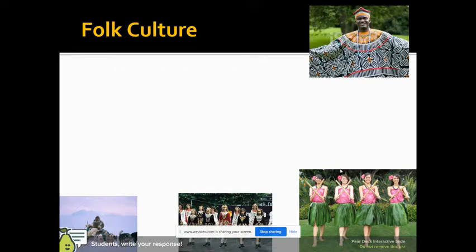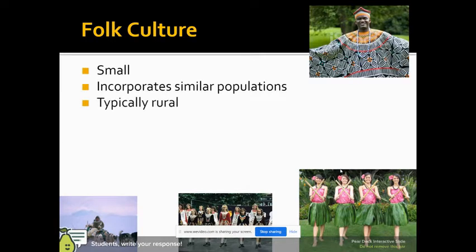Folk culture, on the other hand, is what we consider to be more traditional culture. It could spread to mainstream, but it's really still considered much smaller, incorporates similar populations, similar groups of people. So it's more traditional types of dress. It's typically rural, meaning that it isn't as common in large cities.